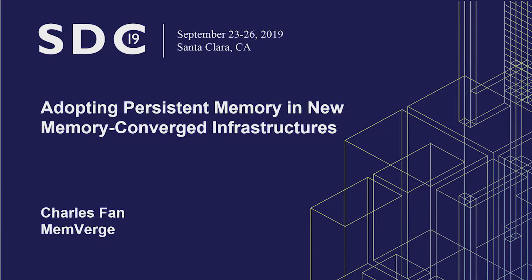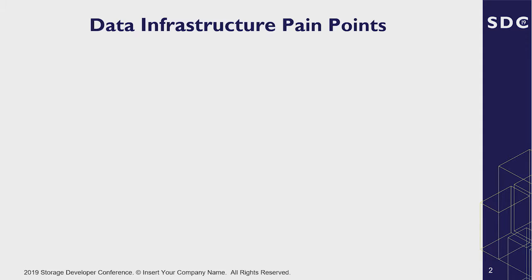Okay, so the title is Adopting Persistent Memory, or Storage Class Memory, in the new Memory-Converged Infrastructure, MCI. And that's the category of technology that we think we are creating. I'll start from the customer problems that we are trying to solve with our product. We focus on data infrastructure, with data-centric applications.